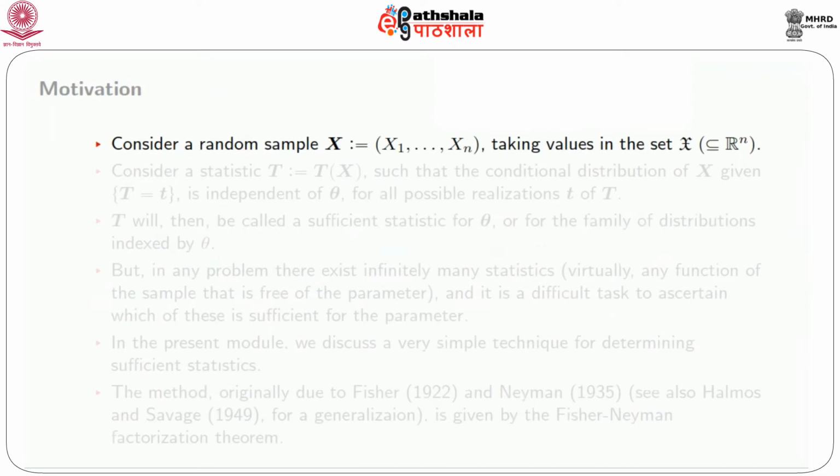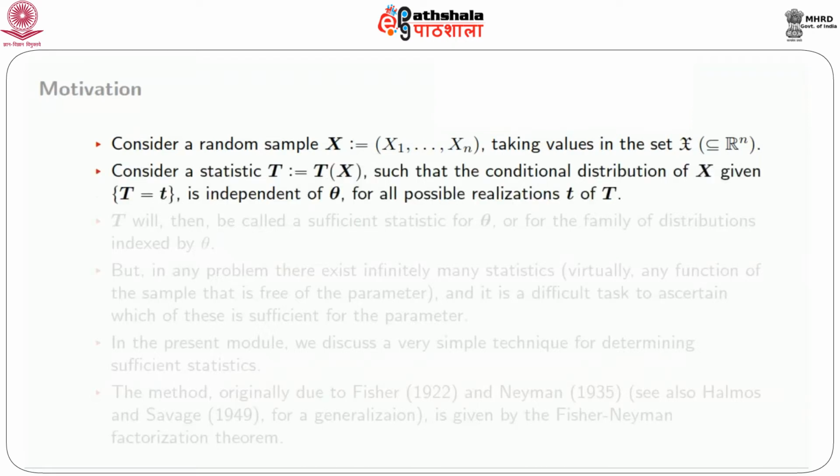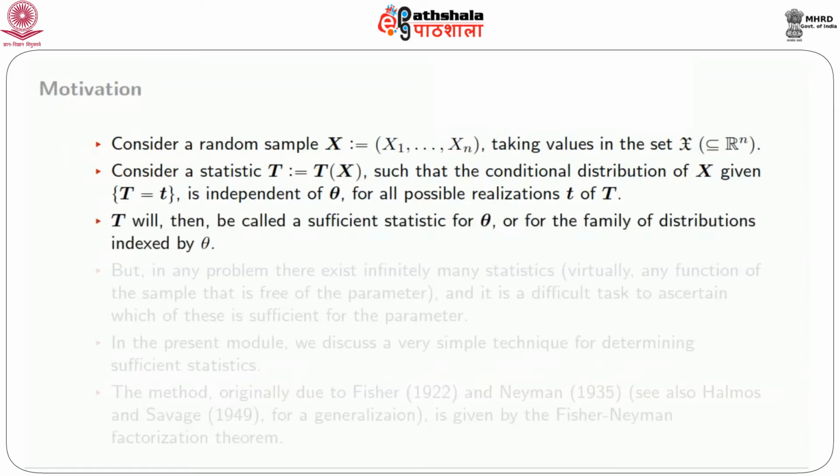Let x equals x1, x2, ..., xn be a random sample, taking values in the set script X, which is a subset of R to the power n. Consider a statistic capital T, which is a function of x, such that the conditional distribution of x given T equals small t is independent of theta for all possible realizations small t of T. Then T will be called a sufficient statistic for theta, or it is sufficient for the family of distributions indexed by theta.